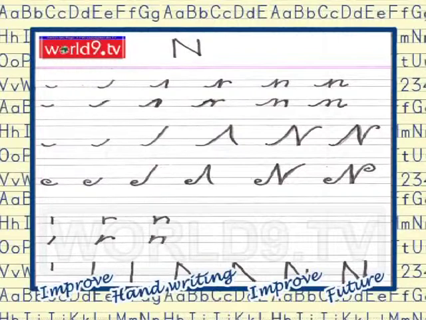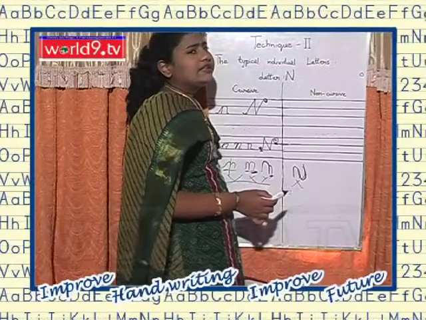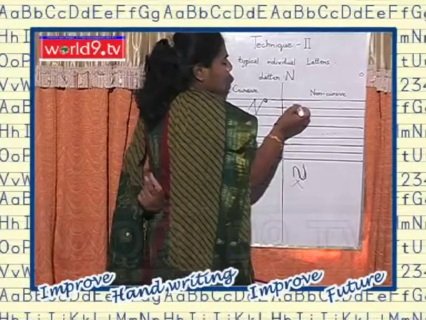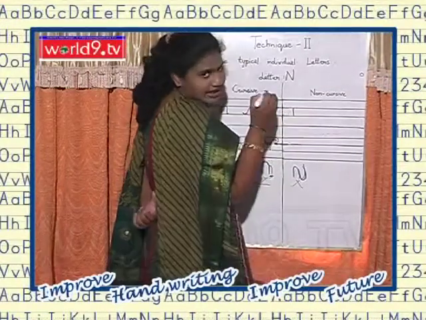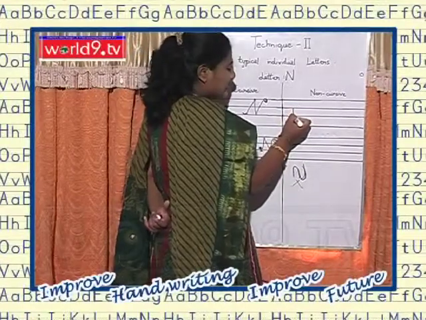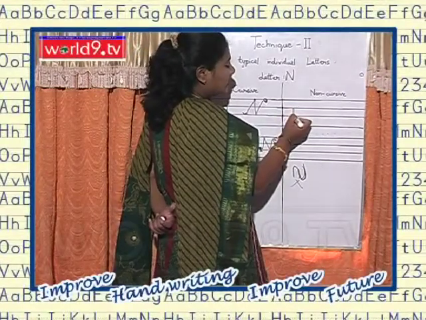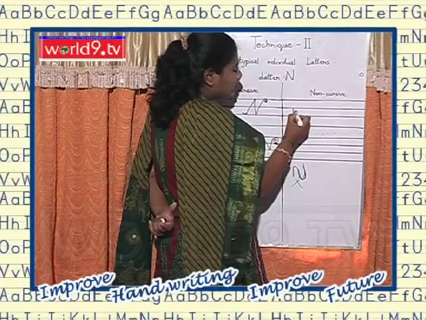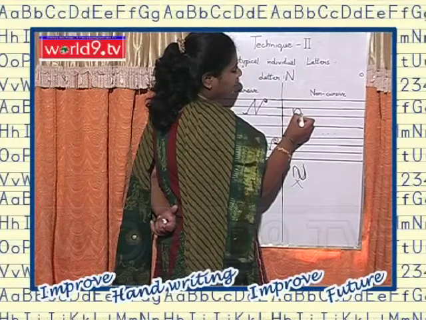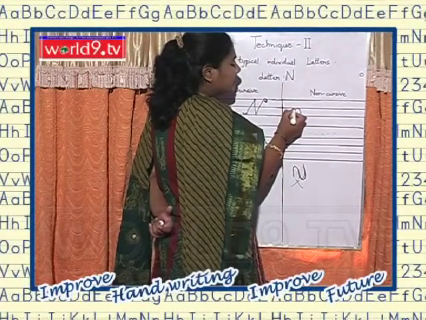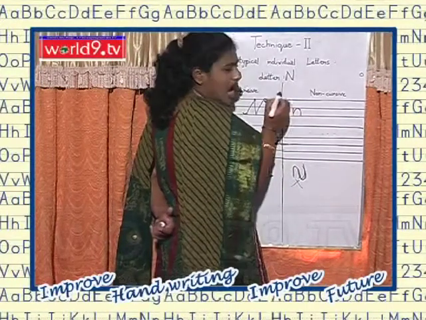Okay, coming to non-cursive, how to write small letter n. From the middle part, upper line to baseline, draw a small straight line, and from the baseline where you ended the straight line, from there you draw an arch.